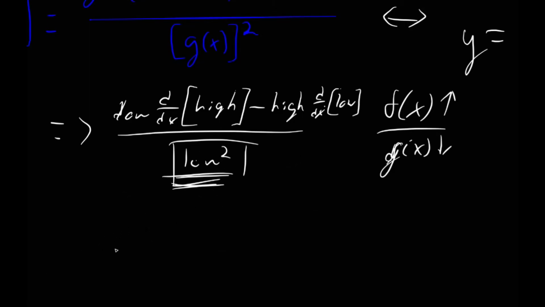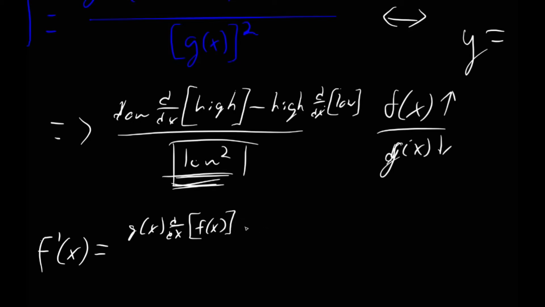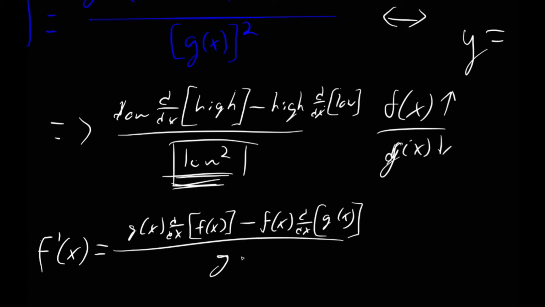Now, if we were to just rewrite this really quickly, we're just going to go ahead and resub that. So f prime of x is going to be equal to g of x d dx of f of x minus f of x d dx of g of x over g of x squared.